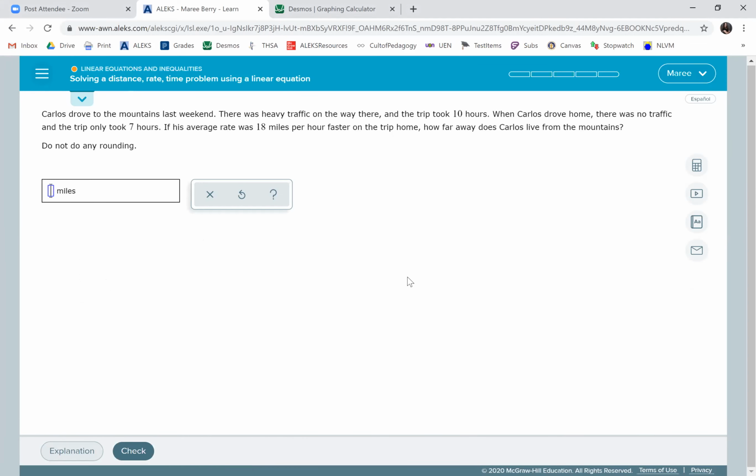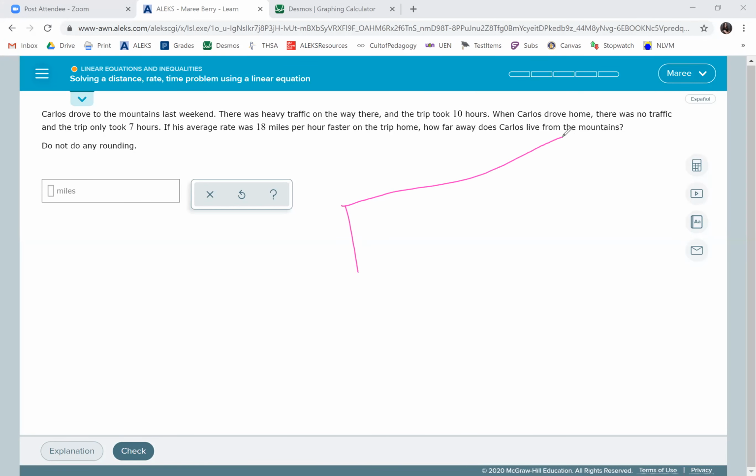Let's see if we can do something like this. Carlos drove to the mountains last weekend. There was heavy traffic on the way there, and the trip took 10 hours. When Carlos drove home, there was no traffic, and the trip only took 7 hours. If his average rate was 18 miles per hour faster on the trip home, how far away does Carlos live from the mountains?